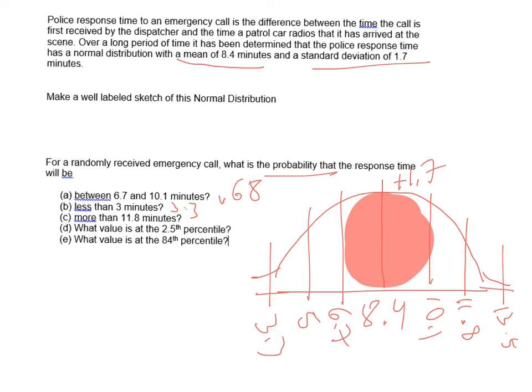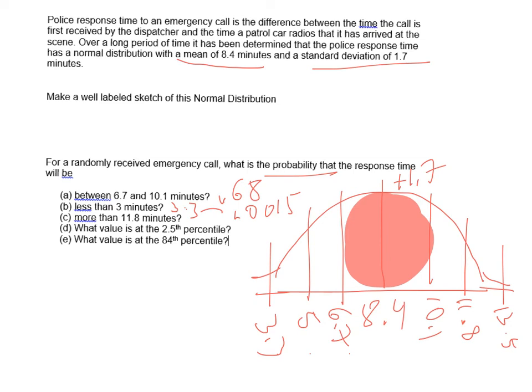But if I say 3.3 minutes, notice that's 1, 2, 3 standard deviations below the mean. So 0.15%, or it'll be 0.0015 if we're dealing with a probability.